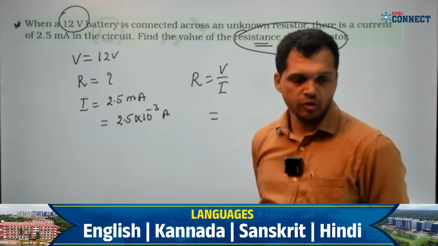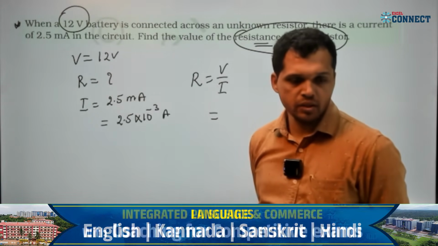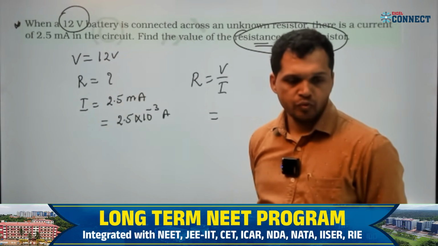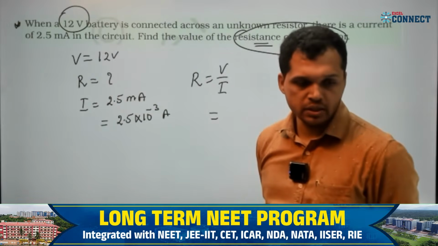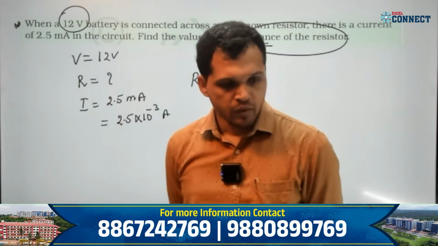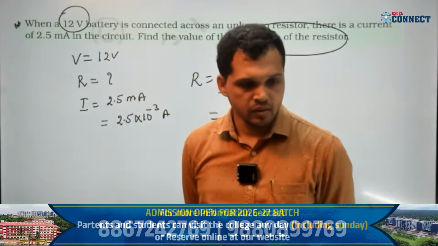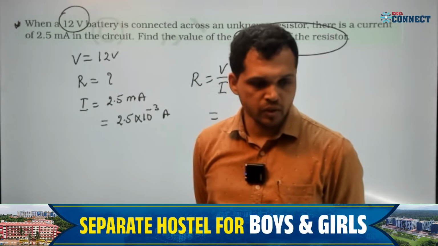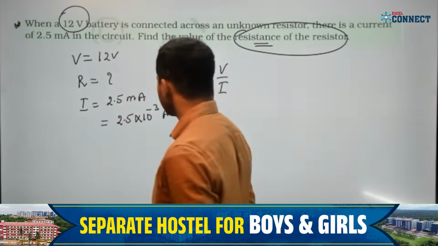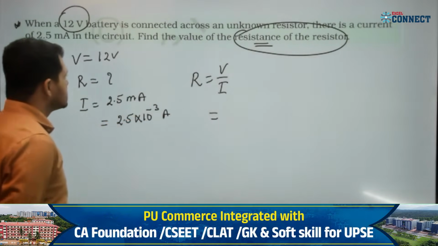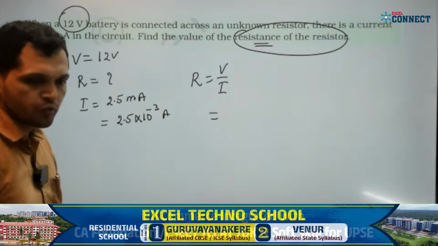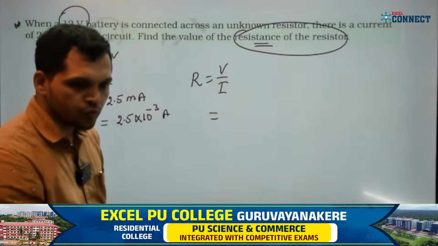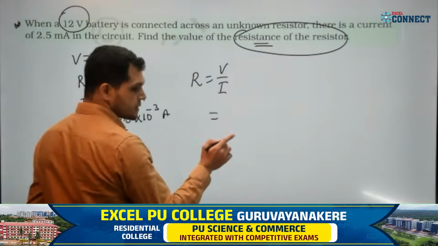R is V by I, someone is trying there. 4800 ohm. Someone is saying 8 into 10 power 3. Maybe 4800 ohm, right? 10 power minus 3 goes to the numerator. Correct, that answer is correct.